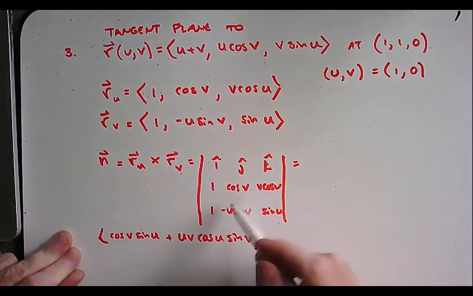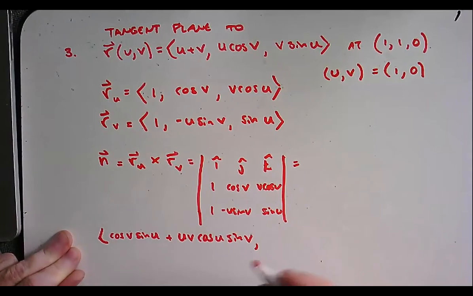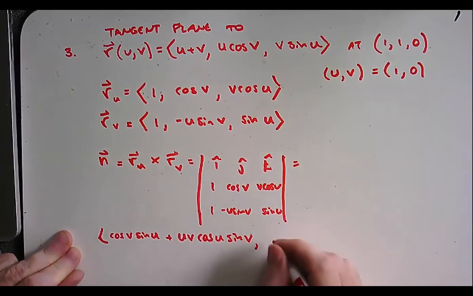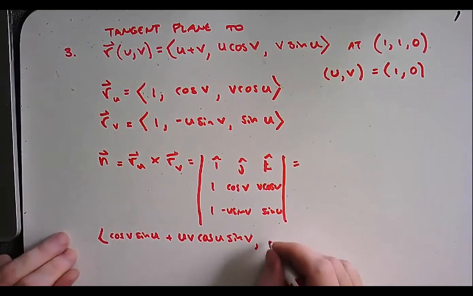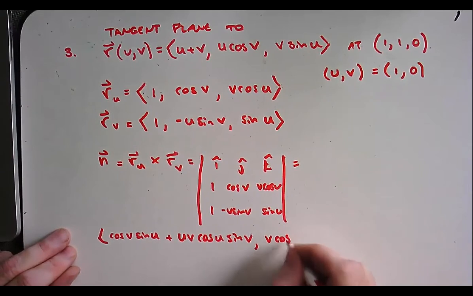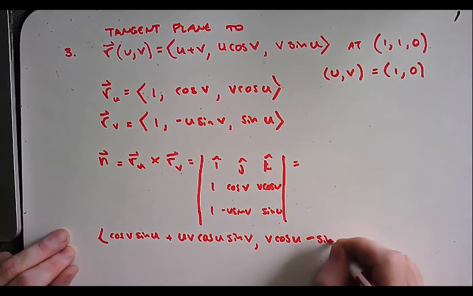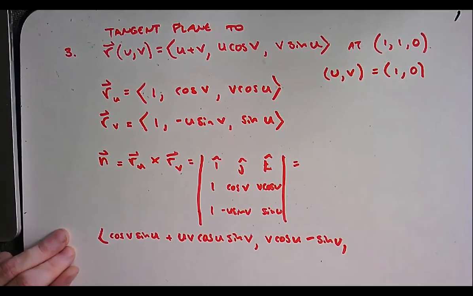Our y component, we have these 1s in the column here, so that's nice. We'll have sine u minus v cosine u, and then j hat's made negative there, so we can write that as v cosine u minus sine u. And our last component here for k, again, we have a nice column here, so 1s will have negative u sine v minus cosine v.